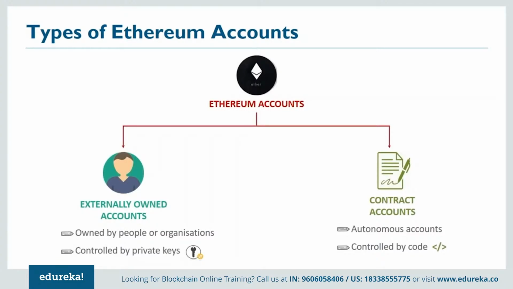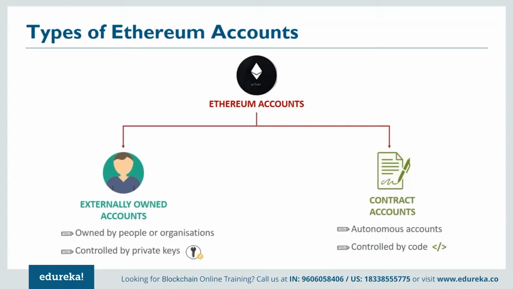Now, since we're talking about Ethereum, we have to discuss the types of Ethereum accounts. As we can see here, there are two types of Ethereum accounts: the externally owned accounts that are owned by people or organizations, and the contract accounts, which are autonomous in nature. Now, these externally owned accounts are controlled by private keys which are owned by individuals.